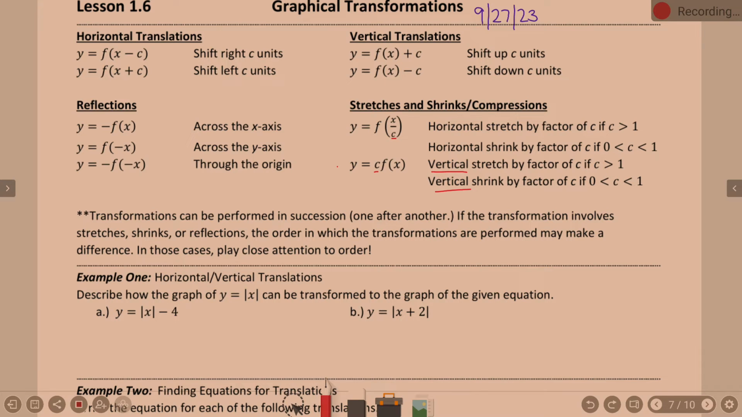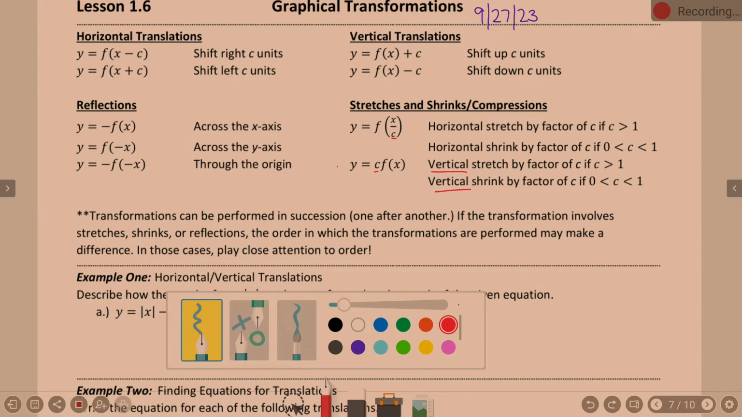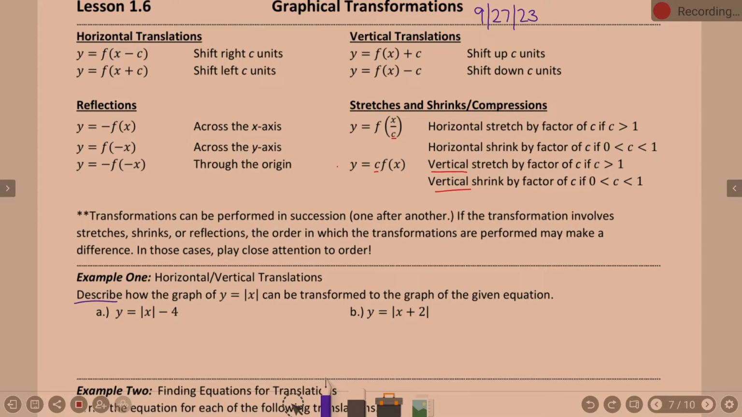Example 1, describe how the graph of y equals absolute value of x can be transformed to the graph of the given equation. And A is y equals absolute value of x minus 4. What's happening to that graph? Okay. The minus 4 is outside the absolute value. And so it's up or down direction of the sign. So he said going down 4. What's a good vocabulary word here? Shift. I'm going to use translate.